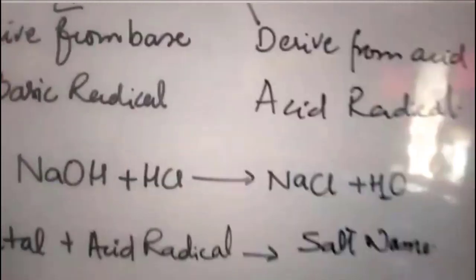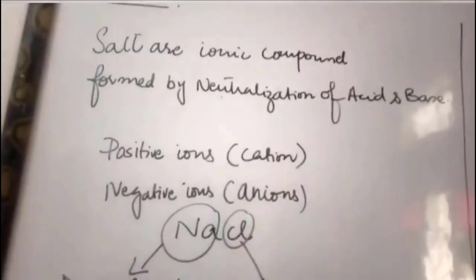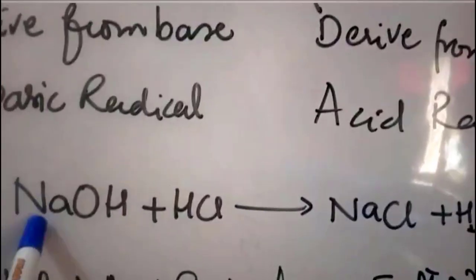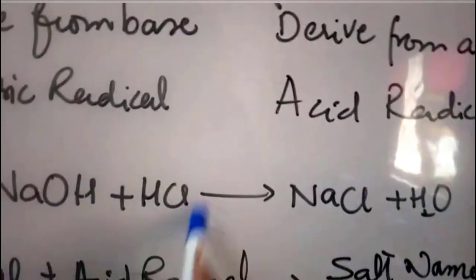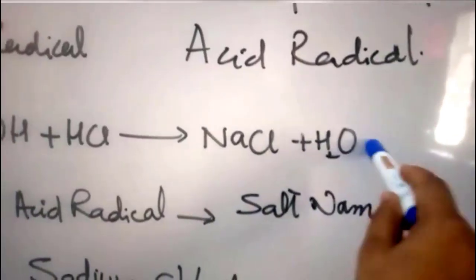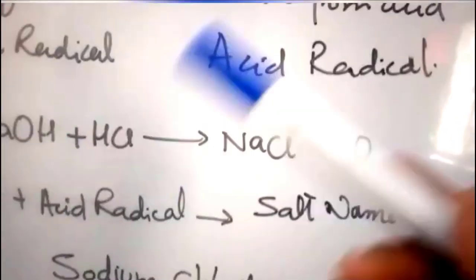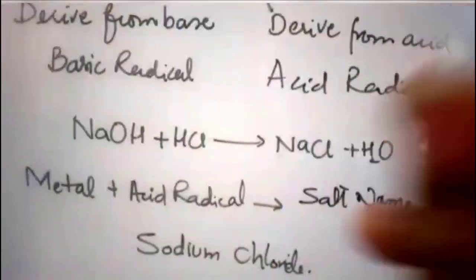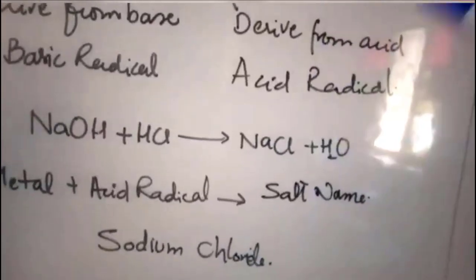Okay. You can see in this equation, this is sodium hydroxide, that is a base, and this is HCl, that is an acid. Both are a strong acid and base. They form sodium chloride, that is salt, and water molecule. So basically this is a neutralization reaction. The acid neutralizes the base or the base neutralizes the acid by forming salt and water.